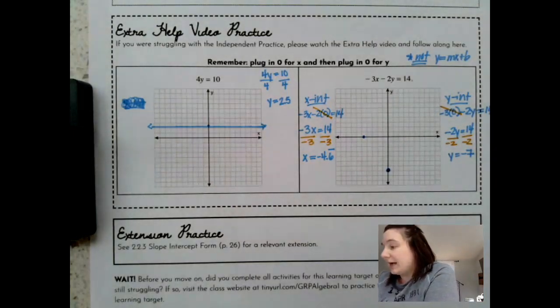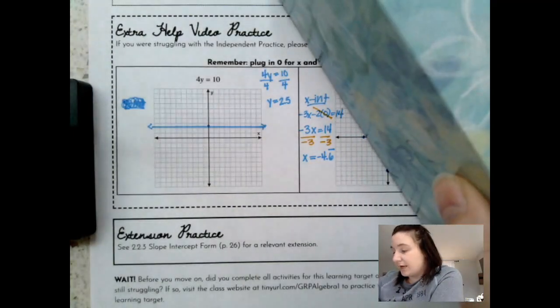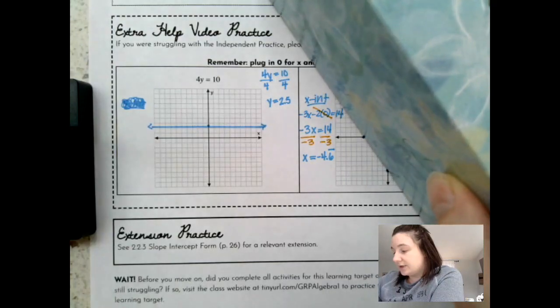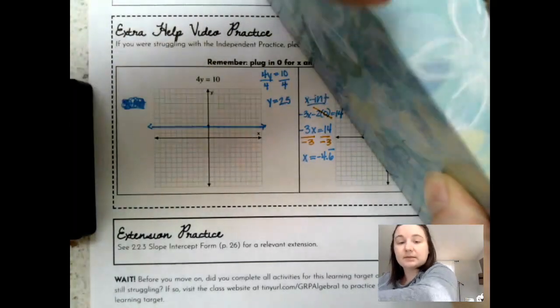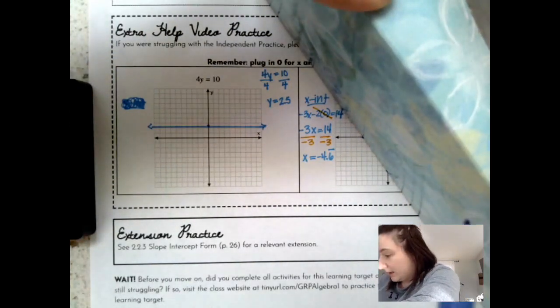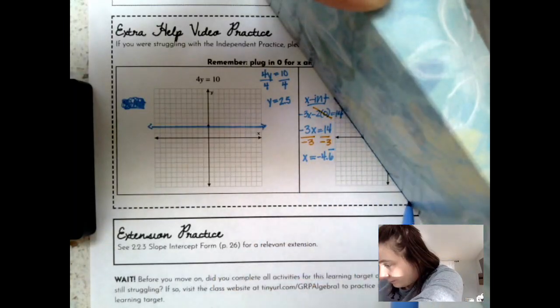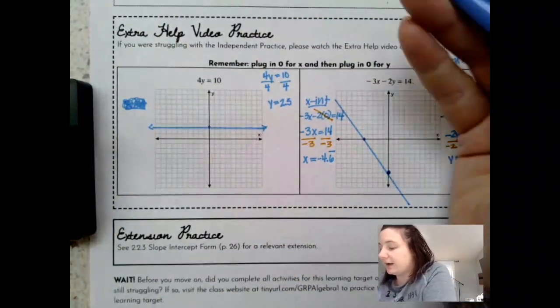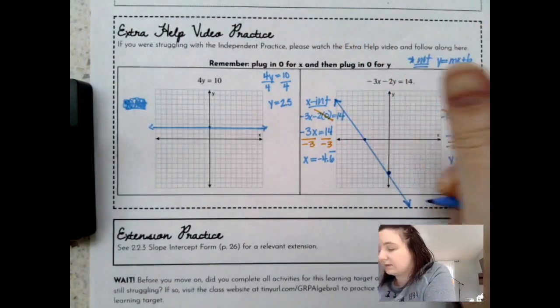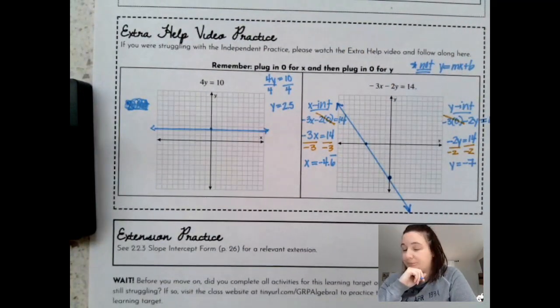Once you have your two dots, you want to use anything that has a straight edge, and line up those dots. And we're going to go all the way through our graph to give our line. So you can see our line right there.